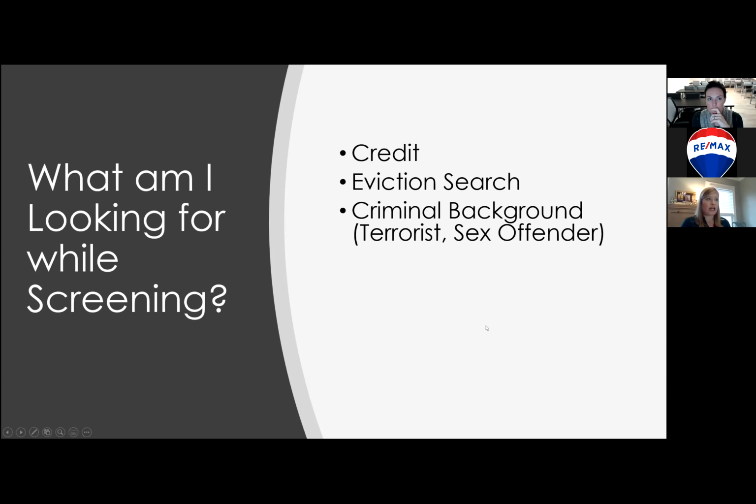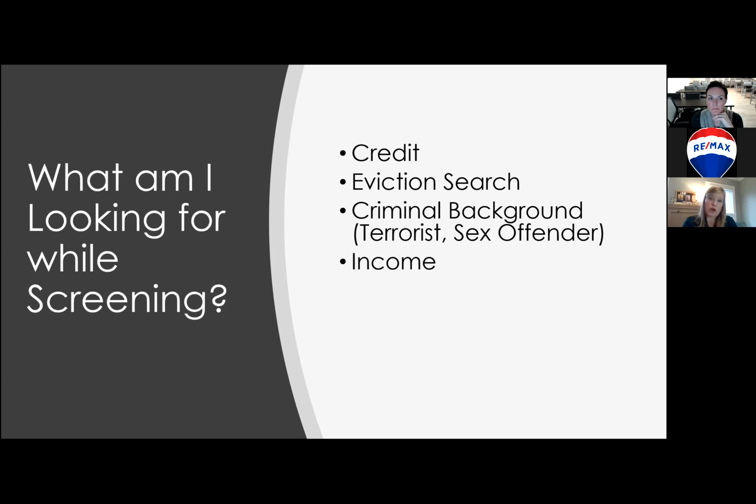Criminal background check. When we screen applicants, we're running them through the terrorist checklist, the sex offender checklist, and of course a very detailed criminal background check that's nationwide.